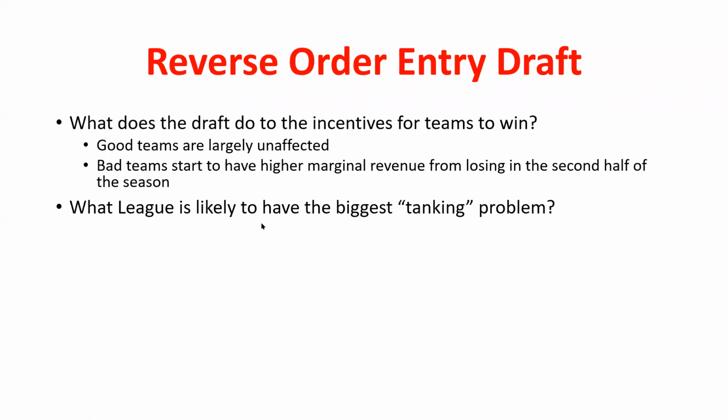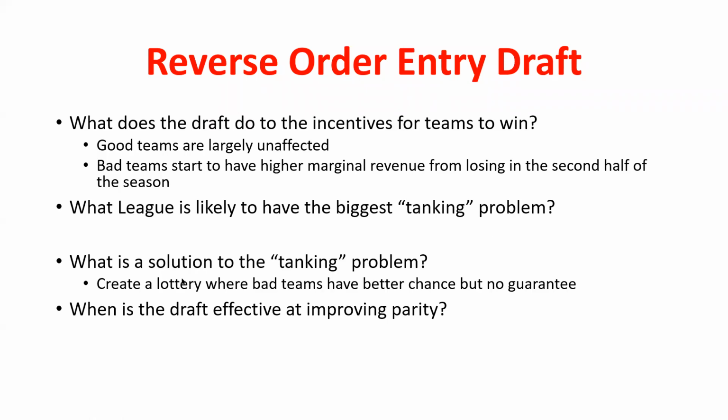Okay. So what's a solution to this tanking problem? Well, one league has tried to deal with this, which is the NBA, right? That might be a good indicator that the NBA was having a pretty big problem with tanking, or at least thought they would if they just instituted a pure reverse order draft, where if I'm the worst team in the league, I get the top pick.